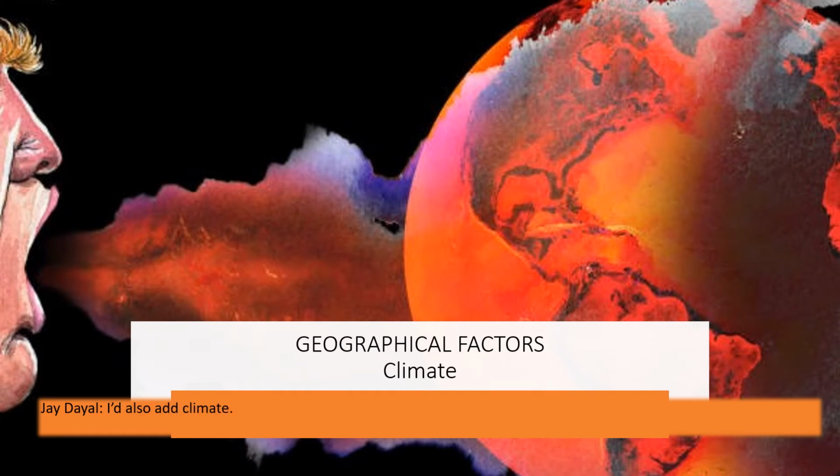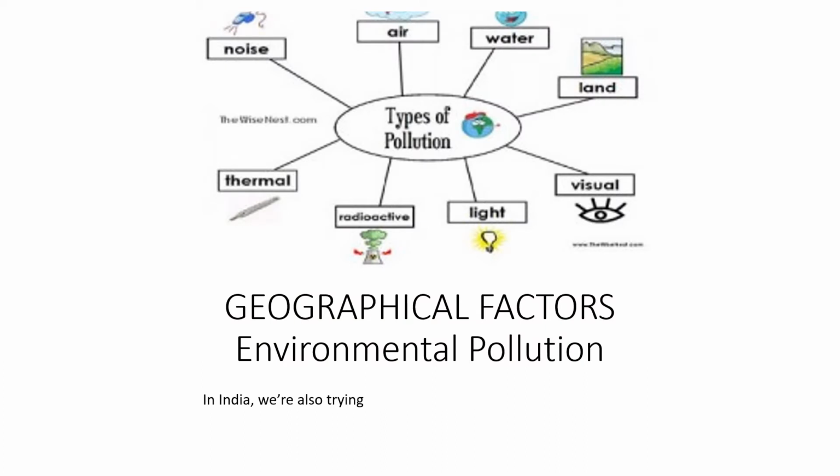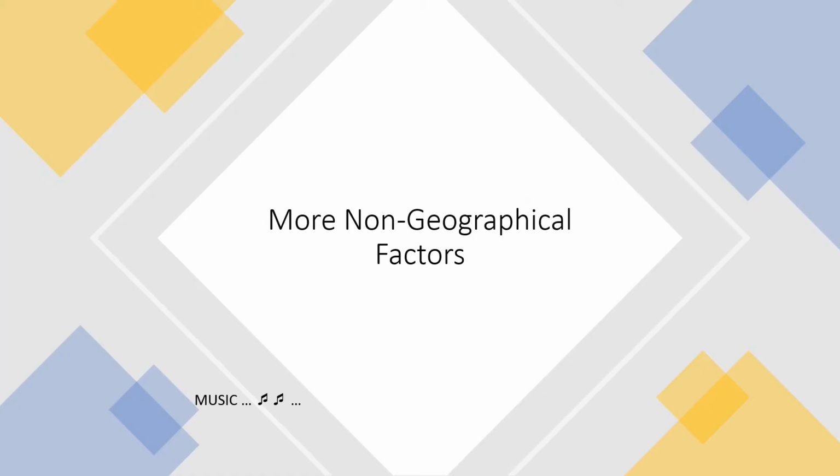Jay, I'd also add climate. At certain times of the year we have the monsoon rains, so the possibility of flooding, wind damage etc. must be considered. In India, we're also trying to reduce our carbon footprint and reduce pollution of our water courses, so access to waste treatment is also important to us.